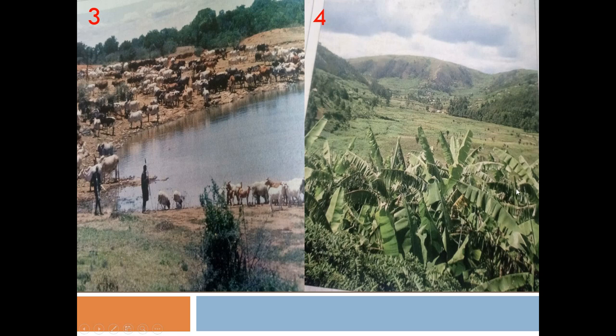Photograph 4, I want you to identify which physical features we see in this photograph, and which man-made features we see. How do we call these? Are they physical or are they man-made? Then we have these features here. How have we called them?